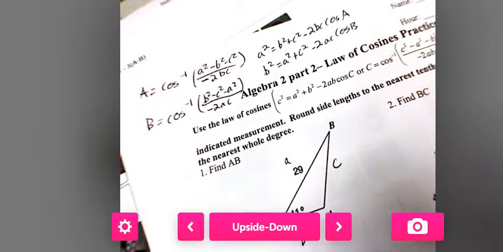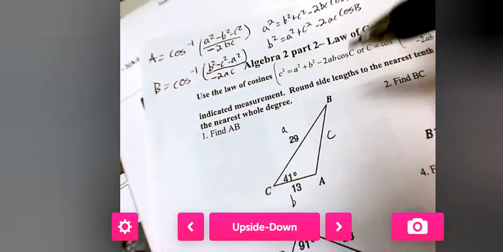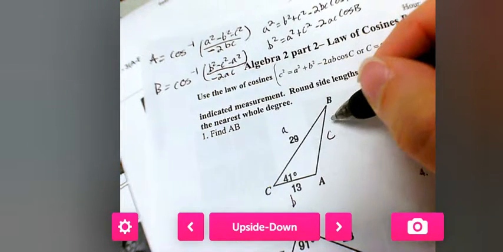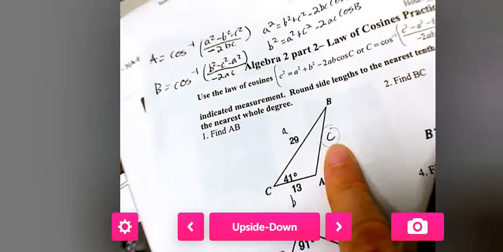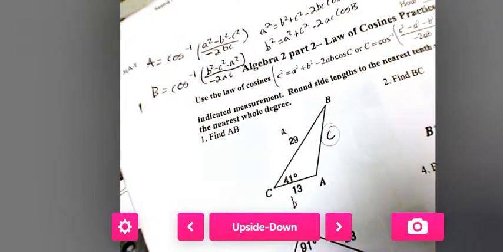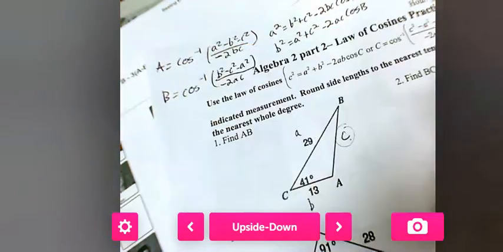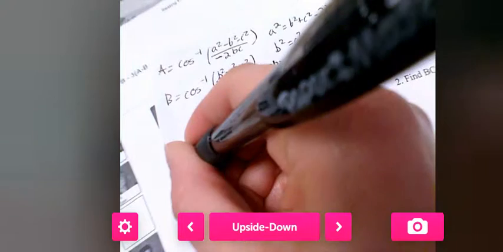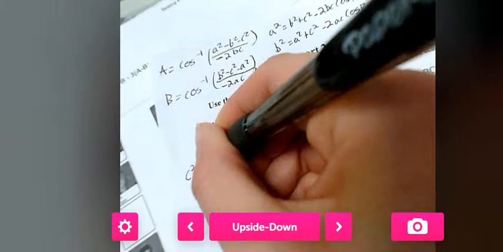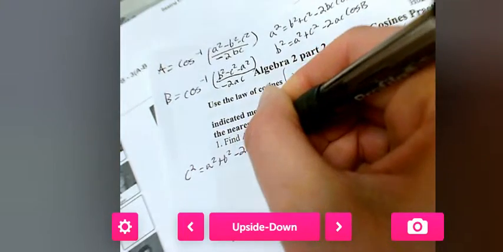So we're going to start with number 1. We labeled it little a, little b, and little c. We're trying to find little c. Whatever the one we want to find, we use that equation. I'm just going to write it here smaller. We're trying to find little c. So c squared equals a squared plus b squared minus 2ab cosine C.